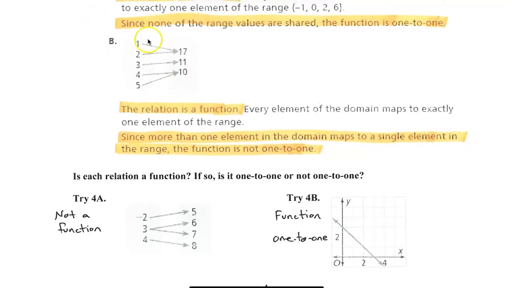And then look at our example here, b. Right? If you look at b, 1, 2, 3, 4, they're all separate. So this is a function. But if you look at 17 and you look at 10, there's two different values for y there. Like if we made this a point, it would be 1, 17 and then 2, 17, right? So again, still a function, but not a one-to-one function. It's just a basic function.